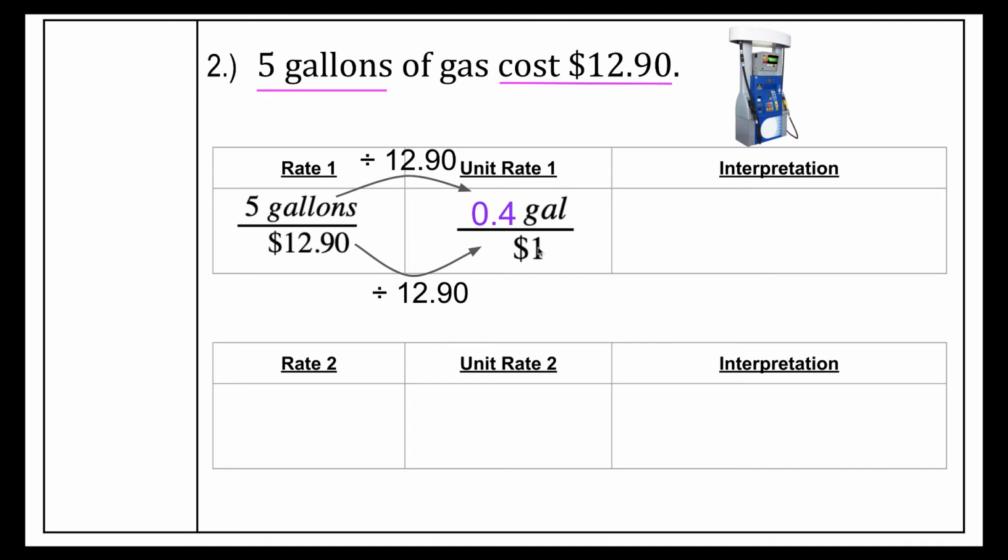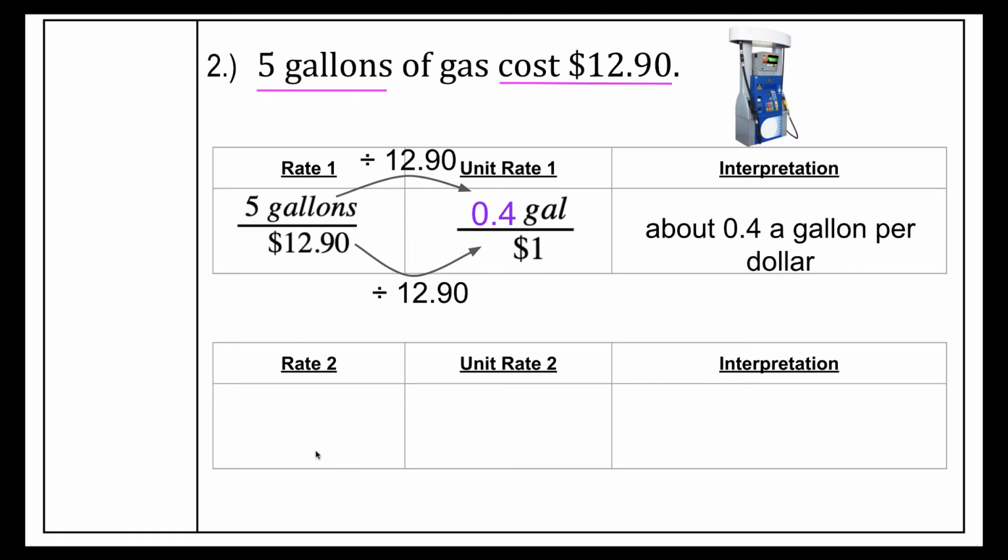4/10 gallon per $1. Another way I could say that. How would you interpret that? About, since I had to round, about 4/10 a gallon per dollar. That's one way that you can interpret that rate. Is it the only way? No. Go ahead and write that one down. Pause the video. Let's set up this rate another way.